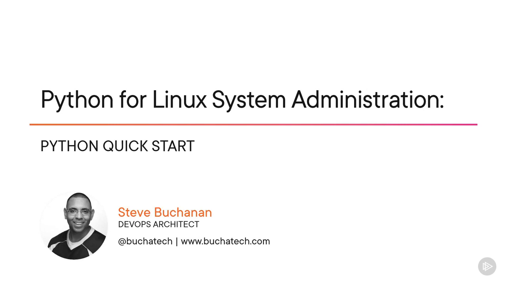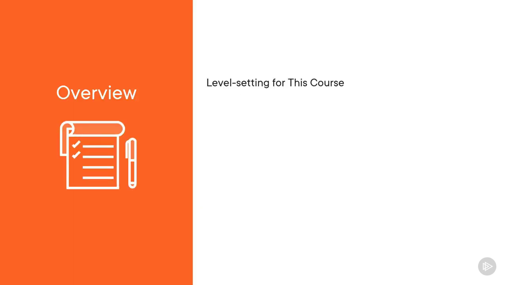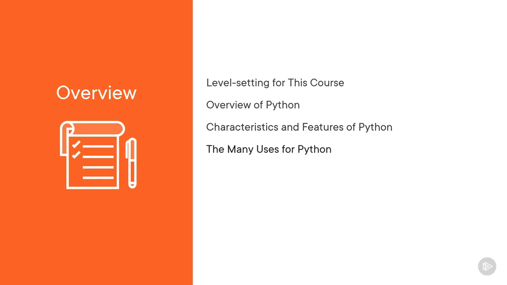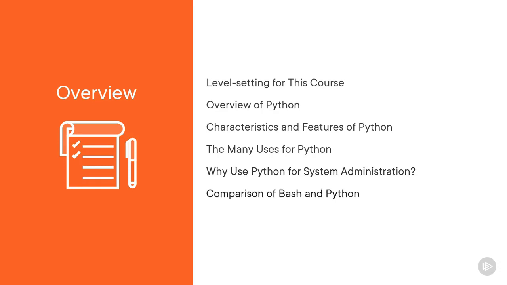Let's take a look at the topics that we'll cover in this module. First, we're going to level set this course, what you can expect from the course, what you should know coming into the course. Then we'll go into an overview of Python. We'll give you the characteristics and features of Python, the many uses of Python today, why you should use Python for system administration, and then we'll do a brief comparison of Bash and Python.